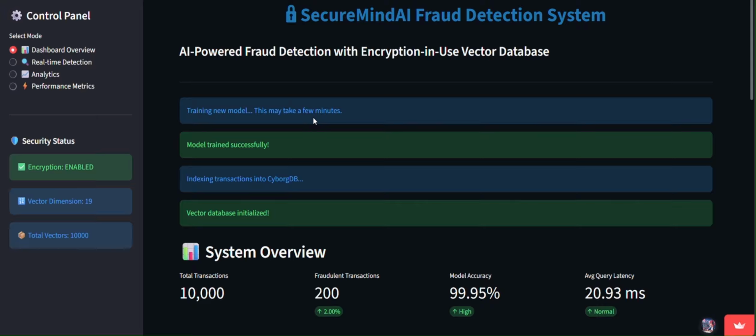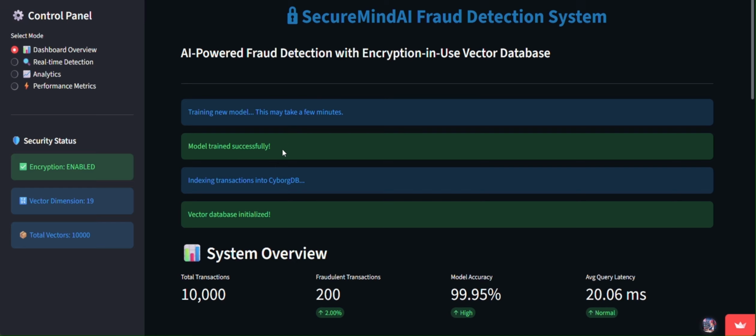My model performs really well. It gives 99.95% accuracy, 100% recall, meaning it didn't miss any fraud cases, and 97.56% precision, which means most of the flagged frauds were truly fraud. By combining machine learning with encrypted vector search inside CyborgDB, SecureMind AI provides fast, accurate, and fully private fraud detection.